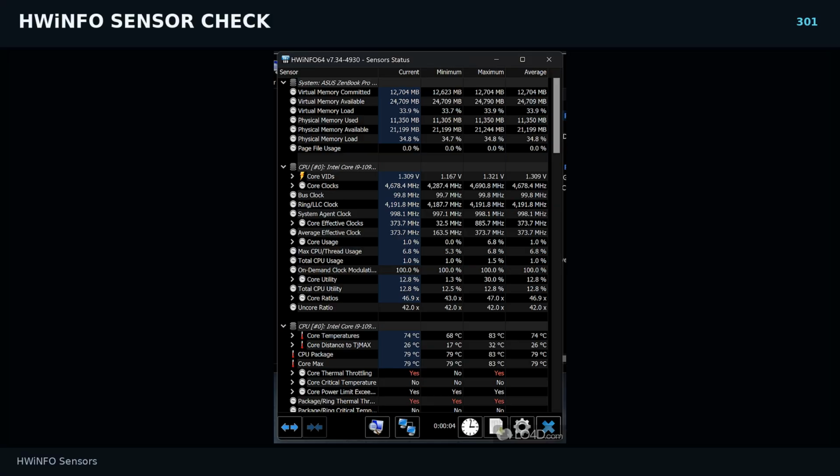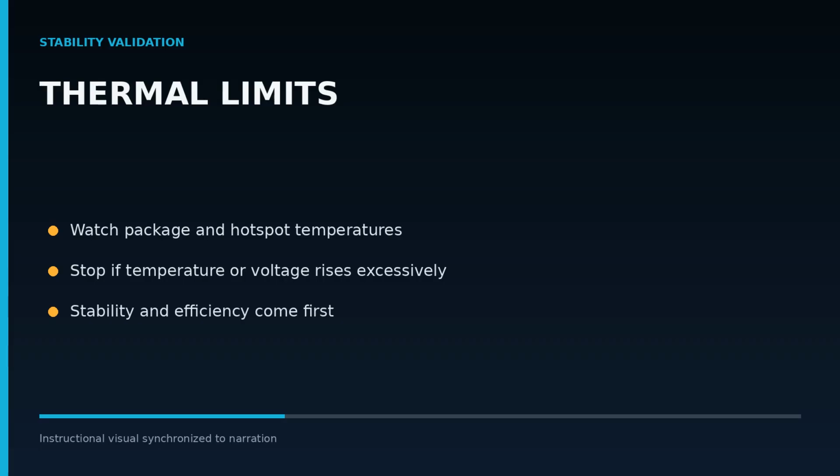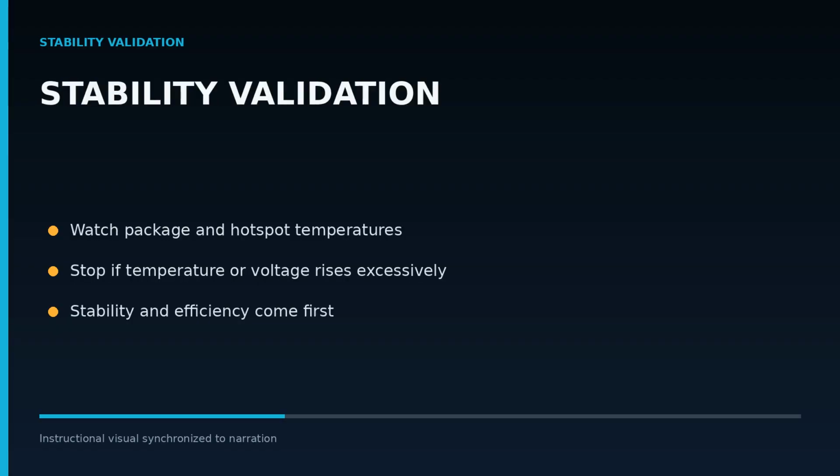Log your sessions. HWiNFO can log to a CSV. Mark down ambient temperature, the profile you ran, and any anomalies: WHEA errors, thermal throttling flags, power throttling, or VRM temperature spikes.